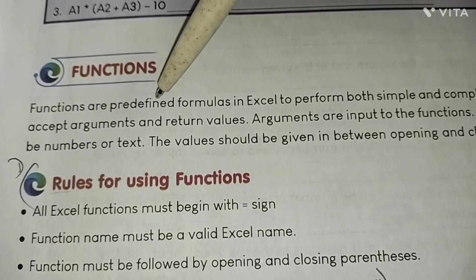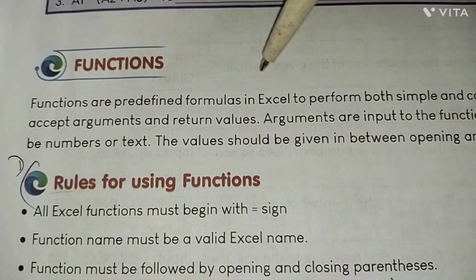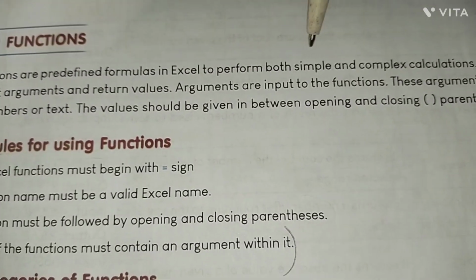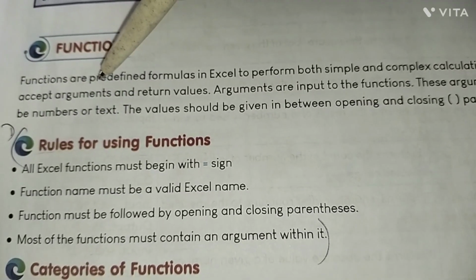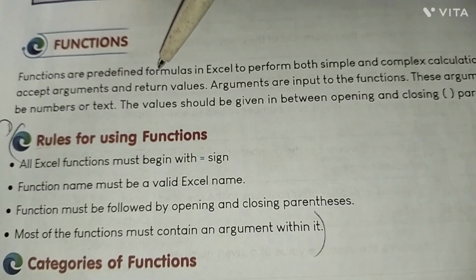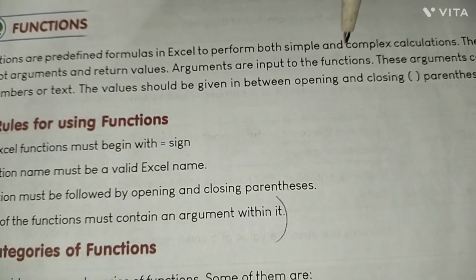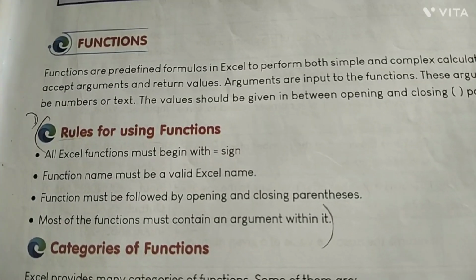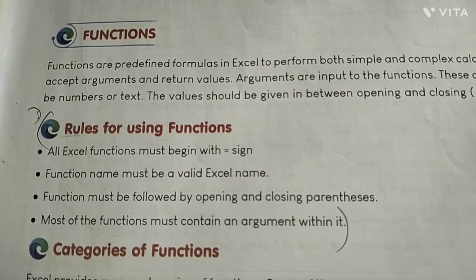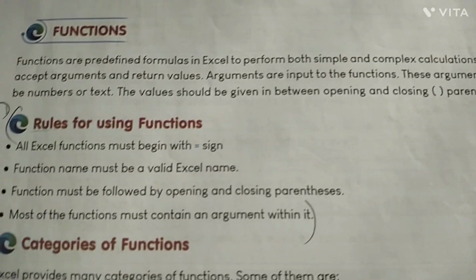Functions. Functions are predefined formulas in Excel to perform both simple and complex calculations. They accept arguments and return a value. Arguments are inputs to the functions. These arguments can be numbers or text. The values should be given in between opening and closing parentheses.